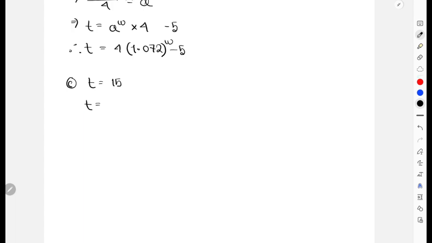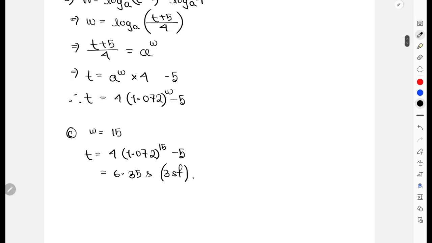So in that case, 4 times 1.072 to the power of 15 minus 5. You can write these things directly on a calculator and this will directly give you the answer as 6.35 seconds in 3 significant figures, right? This is your final answer then.